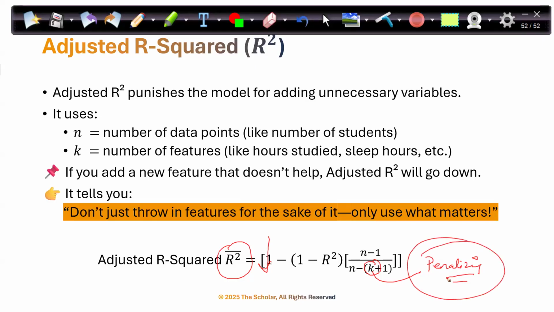So when your k is increasing, that means you are adding a feature, whether it is relevant or irrelevant. I will penalize you, right? You bring good, you bring bad, I will penalize you. As simple as that. Okay? That is your adjusted R square value.